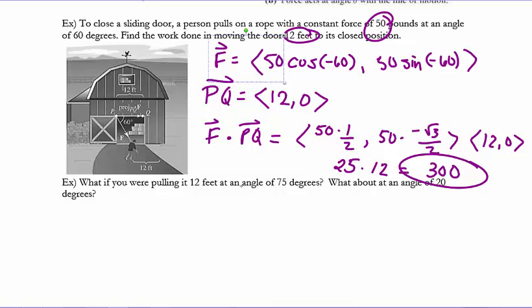What if you were pulling 12 feet at an angle of 75 degrees? What about 20 degrees? You do exactly the same thing, except change that to 75 and 20. Okay? So hopefully all of that made sense, and you can work on the problem set.